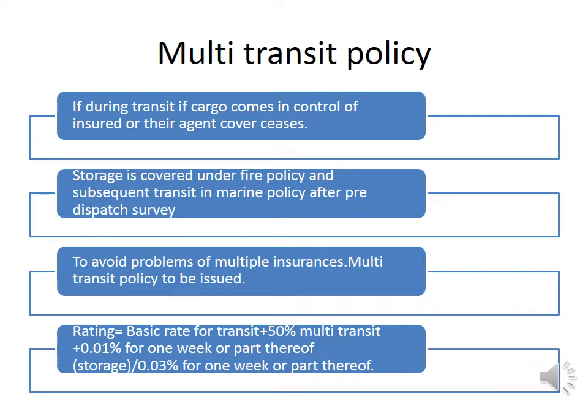That type of contingent policy can be tailored. It is not difficult. It can be tailored and given to you. To avoid problems of multiple insurances, you see what happened, that there is a marine policy, there is a fire. So to avoid such multiple insurances, multi-transit policies are issued. The rating is something like this: whatever the basic rate envisages, plus 50% for multi-transit, plus 0.01% for 1 week or part thereof for the purpose of storage, or 0.03% for 1 week or part thereof. This is the way it is rated.